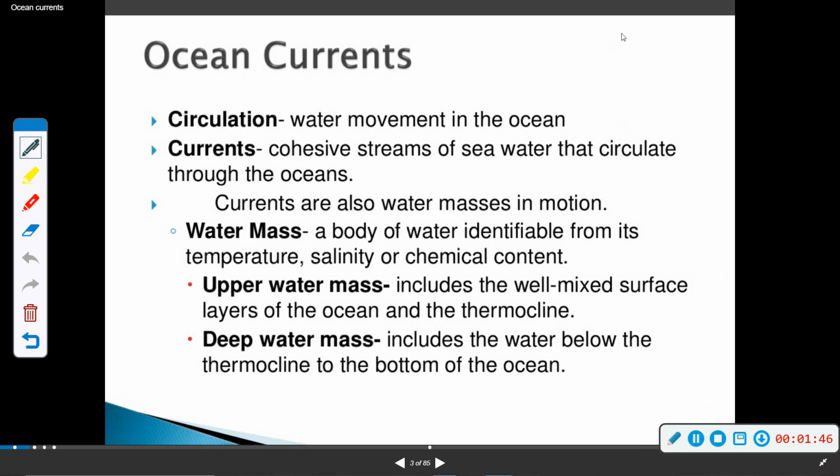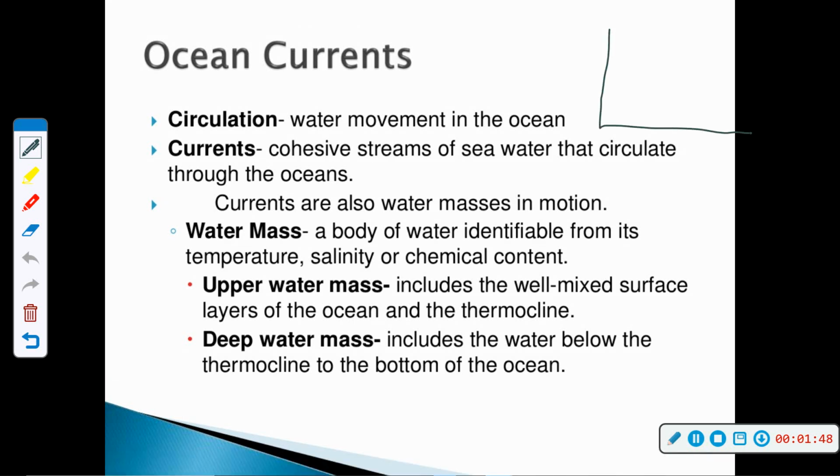So, say that this is your ocean right here. Your thermocline would be right here. Everything above would be, say, 60 degrees. And then that doesn't even look like 60. And then everything below would be much colder. Just to give y'all a visual.